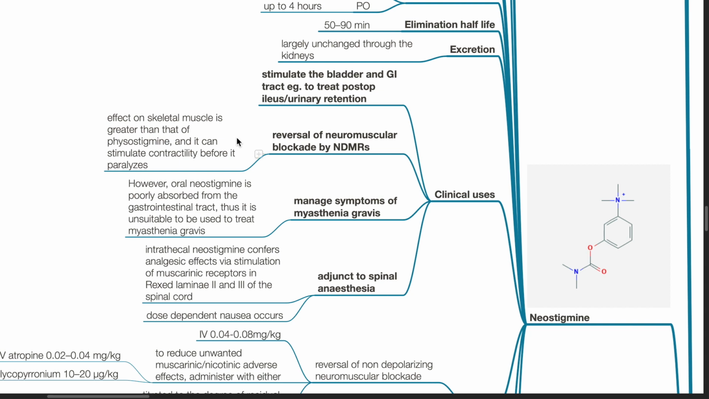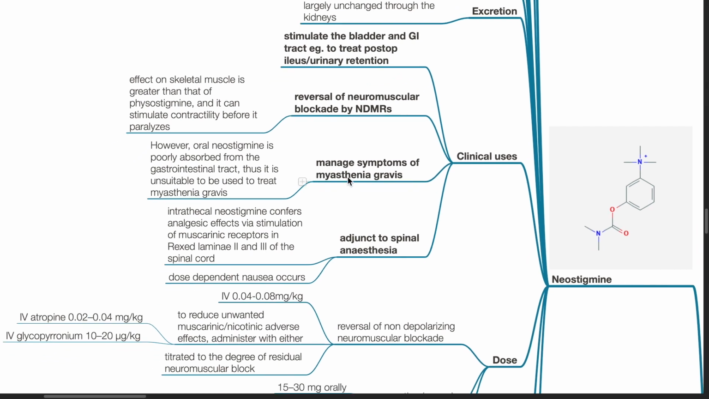Effect on skeletal muscle is greater than that of physostigmine, and it can stimulate contractility before it paralyzes. Neostigmine is also used to manage symptoms of myasthenia gravis. However, oral neostigmine is poorly absorbed from the GI tract, thus it is unsuitable to be used to treat myasthenia gravis. Neostigmine has been used as an adjunct to spinal anesthesia.